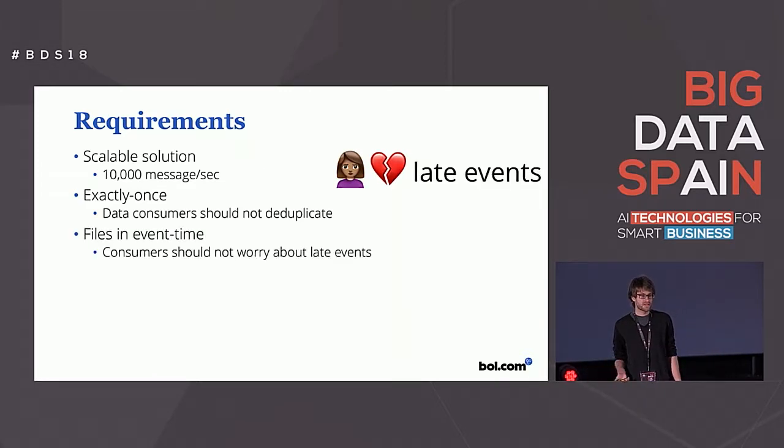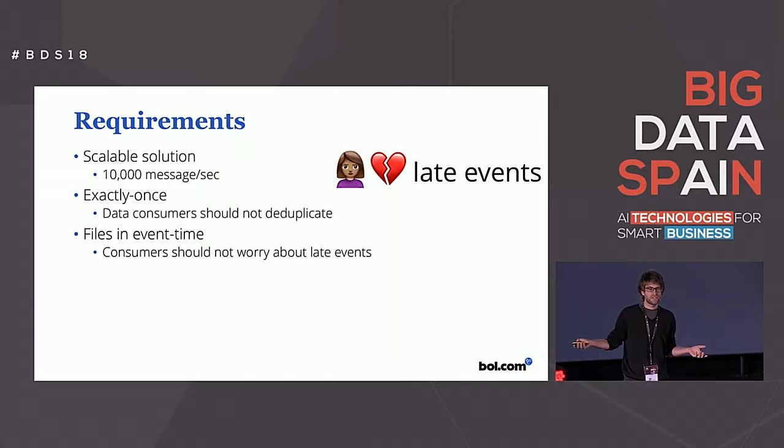Another requirement is event time, having these files in event time. And what do I mean by that? So let's say we're reading an event stream, and one event comes in at 9 a.m. A user clicked on something, but actually the user clicked on that item at 8:55. So the time when the event happened and when we got to process the event is a little bit different. So the event is a little bit late.